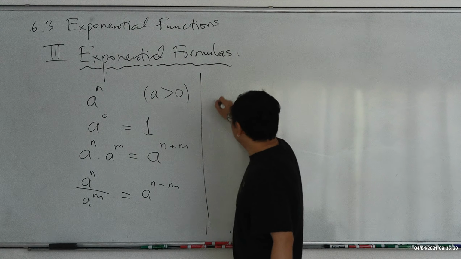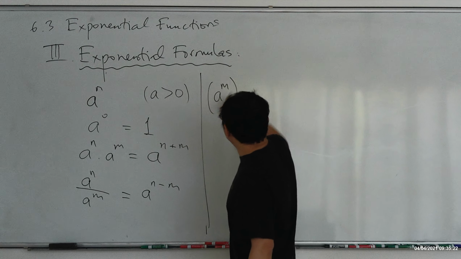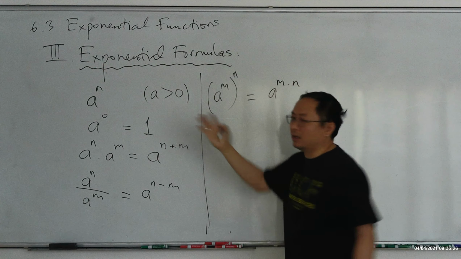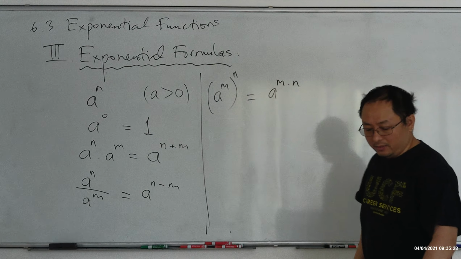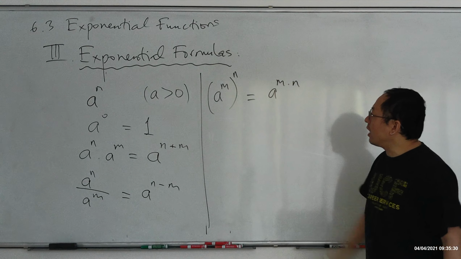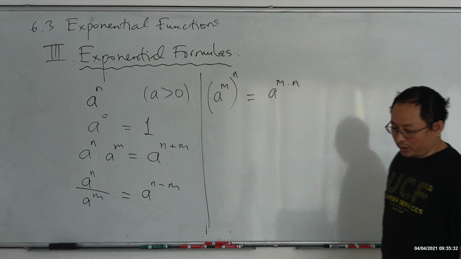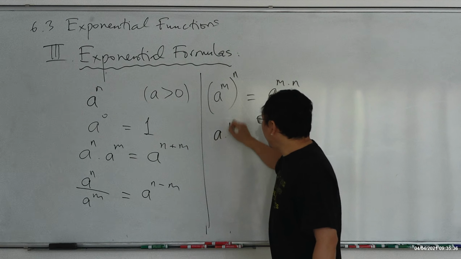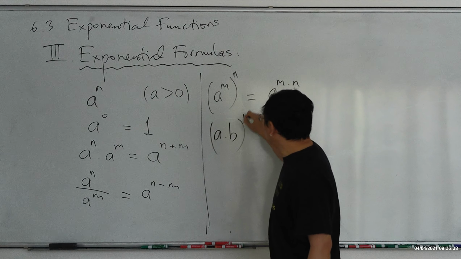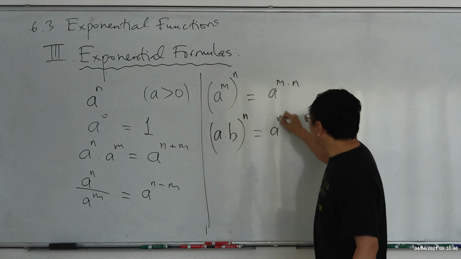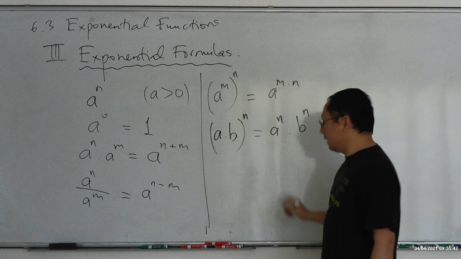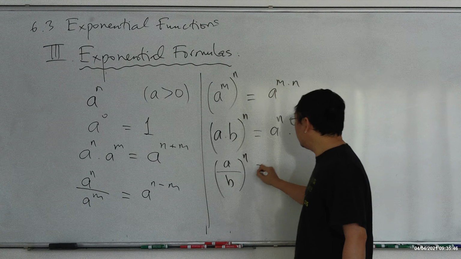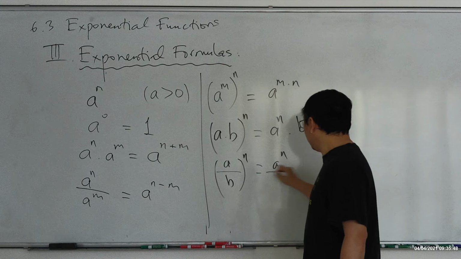More: a to the m, and then everything raised to the n, that is a to the m times n. I know that you learned this in middle school and high school already. I just rewrite the formula, just bring it back. If you have two bases raised to the same exponent, say n, this is a to the n times b to the n. And similarly, a over b raised to the n is a to the n over b to the n.